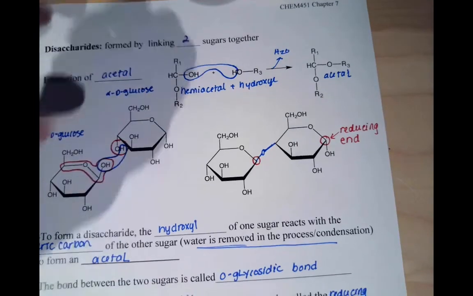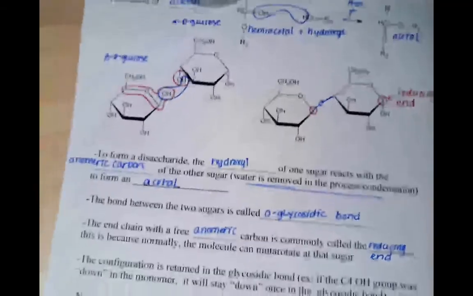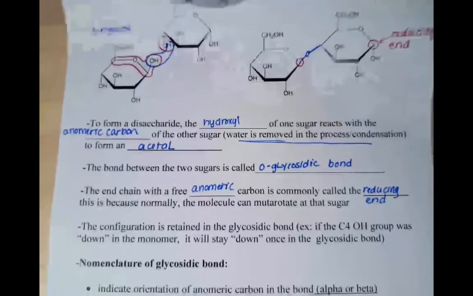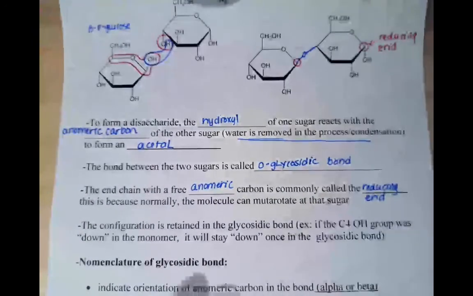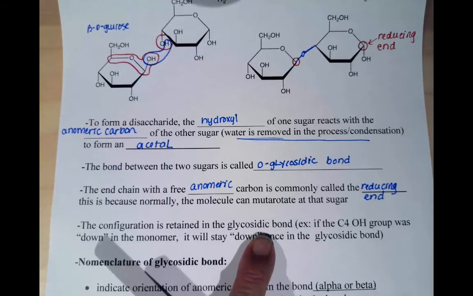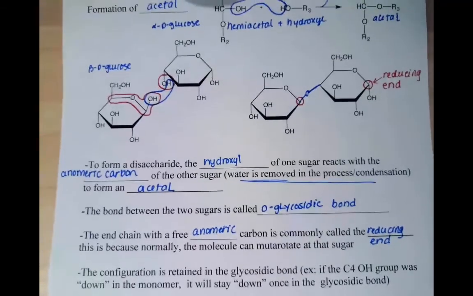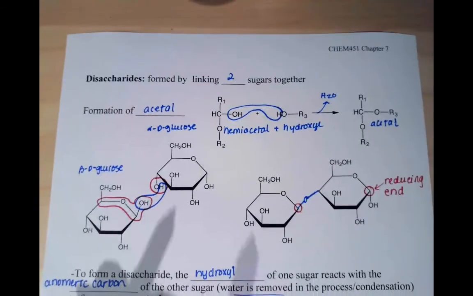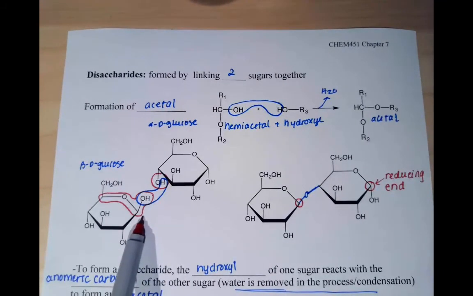So one other thing is thinking about the configurations of the bonds in the disaccharide. Okay, which is that the configuration is going to be retained in the glycosidic bond as it was in the monosaccharide. So what do I mean by that? So let's look at these two monosaccharides and the configuration of the hydroxyl group that's going to be involved in the O-glycosidic bond.